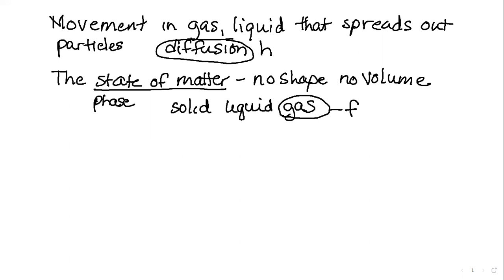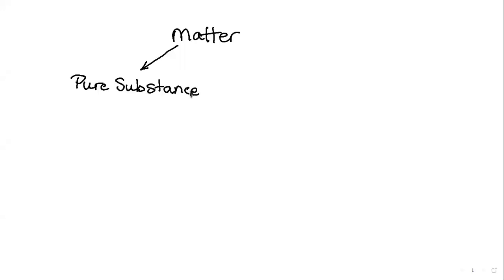Okay, now we're going to complete this diagram, which we've done in class. It starts at the top with matter. This is one way that matter and different substances can be ordered, classified. So the first thing is, is it a pure substance? If you remember, a pure substance only has one kind of atom in it or one kind of compound in it. And the other one is a mixture.